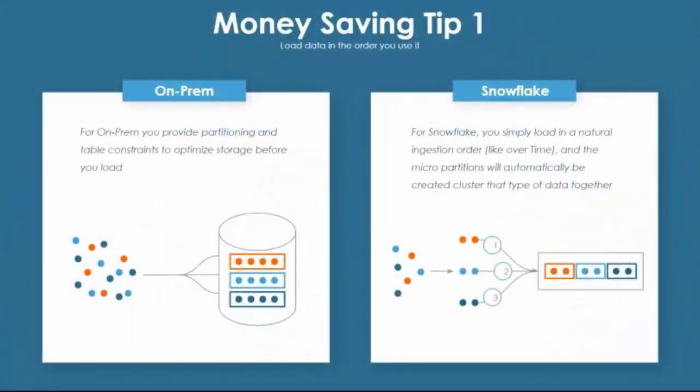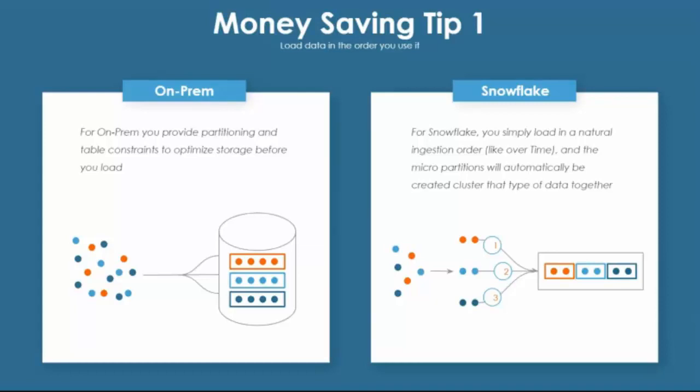So on to the money-saving tips. The first tip is to load data in the order that you want to use it. So for on-prem, you provide partitioning and table constraints to optimize storage before you load, meaning you put in the development work up front to make sure the data is stored correctly on disk. For example, you might create a file group per fact in your data warehouse or define a partition per year so it's easier for the query optimizer to zero in on the correct data set to use.